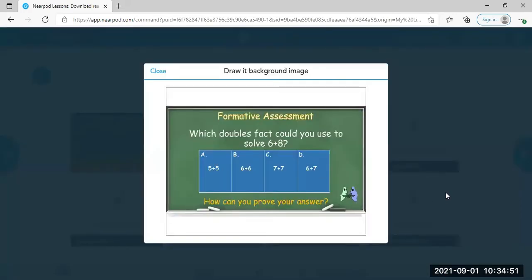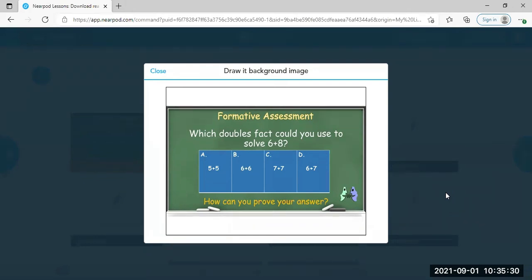All right, so once again, this is a big thinker question. We're going to look for a double fact that can help us solve 6 plus 8. So if Jaden's looking at those, A, B, C, or D, which one of those doubles is the closest one you can get? Remember, it has to be super close. Blake, do you find one that is super, super close to 6 plus 8? Which one would you pick?